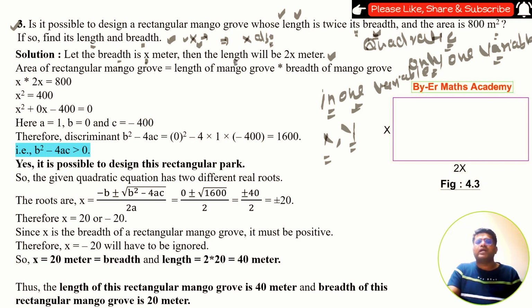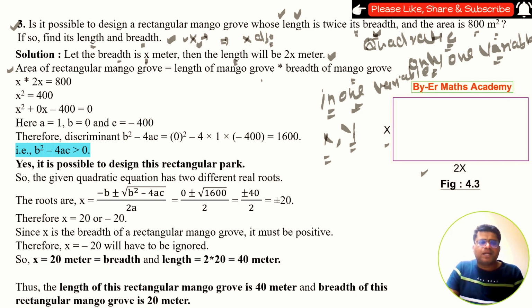Okay student, now you know about the length and the breadth of the rectangular mango grove. And what is the area of this grove? 800 meter square. It means we can write: area of rectangular mango grove is equal to length of mango grove multiplied by breadth of mango grove. This is the rectangle. Okay, length multiplied by breadth.